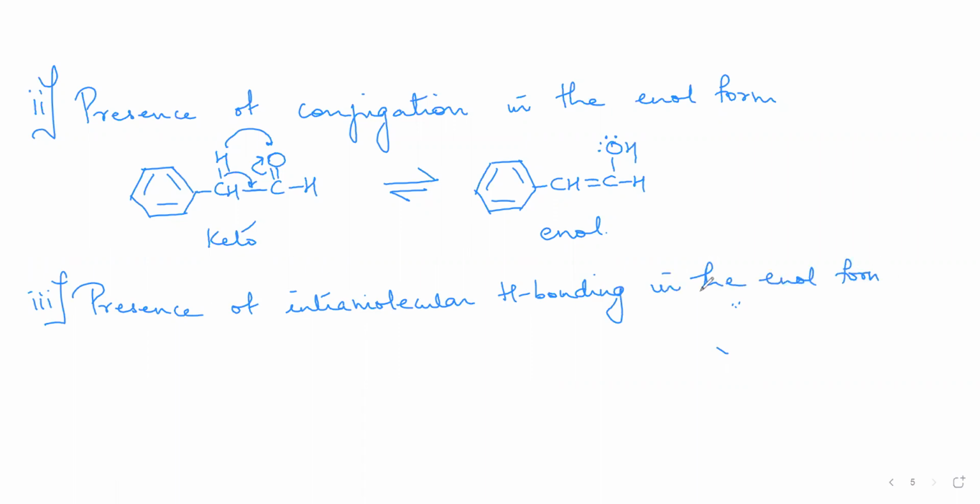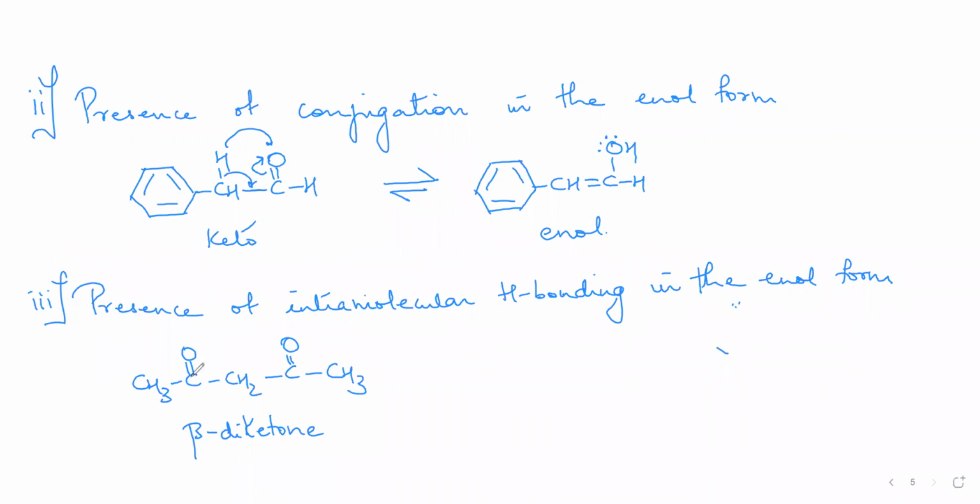Next is H bonding in the enol form. Now this compound is a beta diketone. Have I told you earlier what beta diketones are? What's a beta diketone? When the ketonic group is on the beta carbon, it is called a beta diketone.